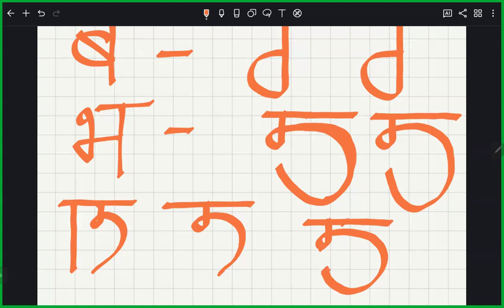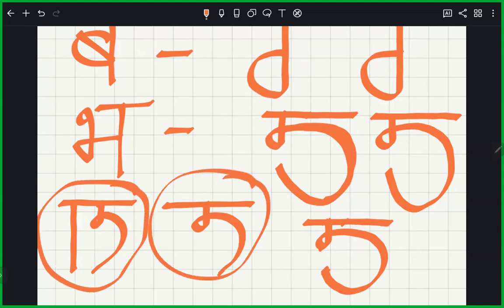This is Bha. So now this is for reference to see the difference in the curves. This curve is all the way here. This curve we stop right before the central axis, and this we cross the central axis, get it all the way up and leave some gap in between this one and this one. That is Bha.